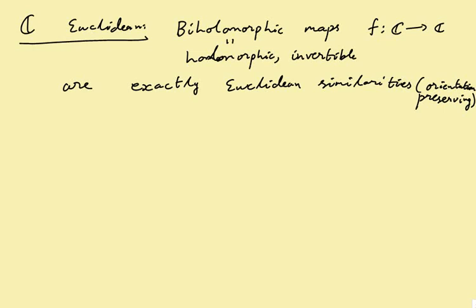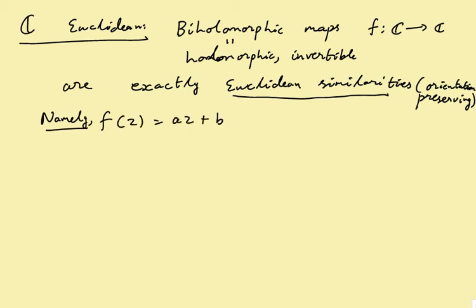Okay. Now any biholomorphic map f from C to C must be of the form f(z) = az + b. az is a scaling plus rotation, because a is now a complex number. So complex multiplication is scaling plus rotation, and b is simply translation. So what we get are the different Euclidean symmetries, and a has to be non-zero. And any Euclidean similarity, provided it preserves orientation, is in fact of this form.